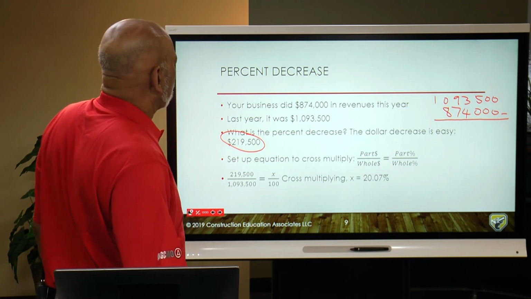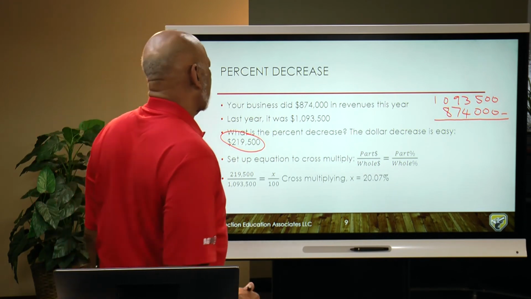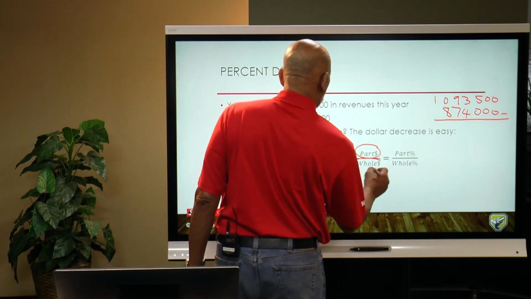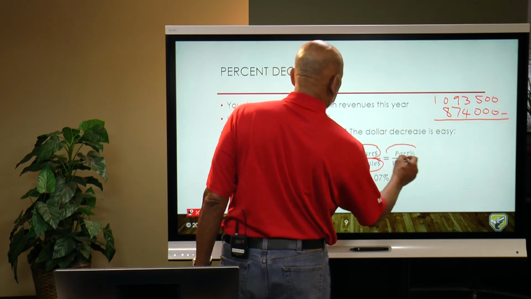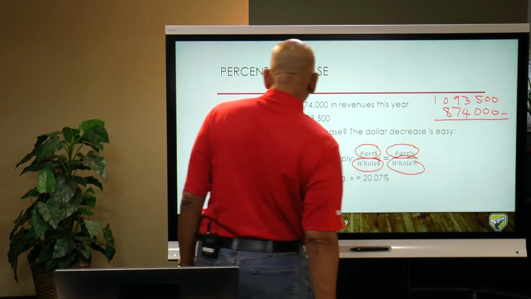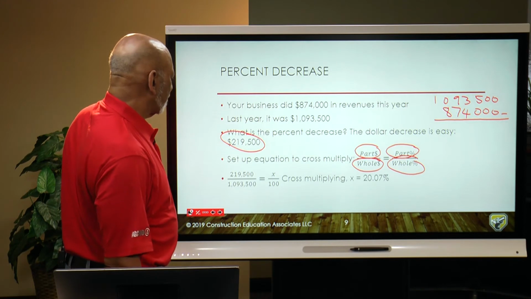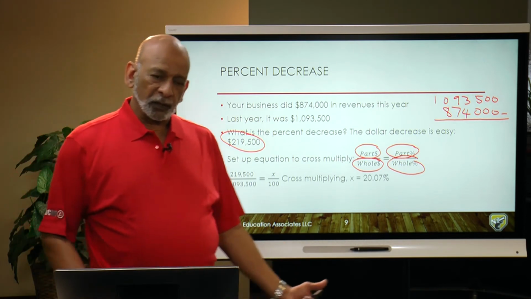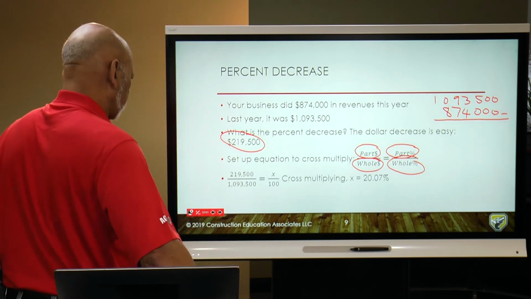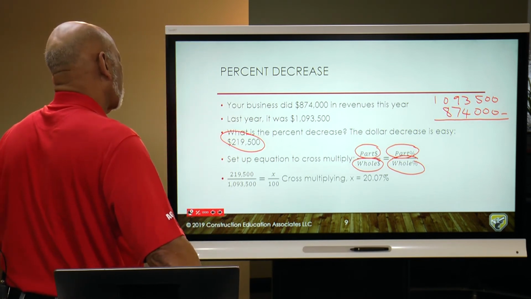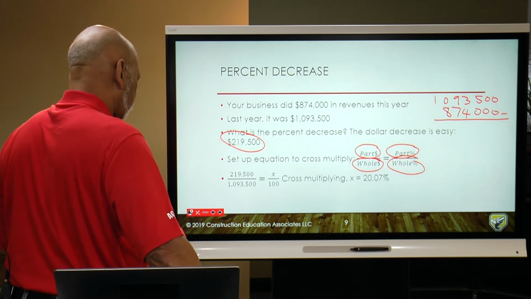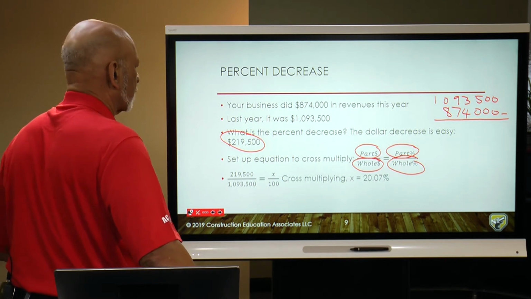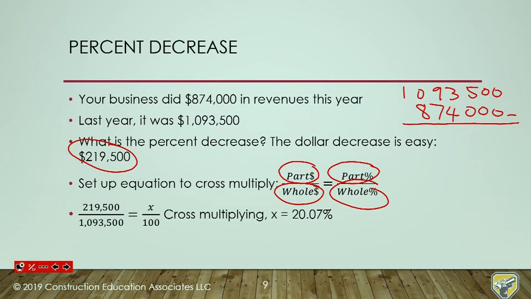So you can set up an equation to cross multiply where you say the part of your dollars that you've dropped compared to your whole amount of dollars is equal to the part of the percentage over the whole. So in this case, it would be 219.5 divided by 1,093,500 because you're trying to compare to last year's revenue. And that's equal to X over 100. What's your current level of decrease compared to last year's revenues?